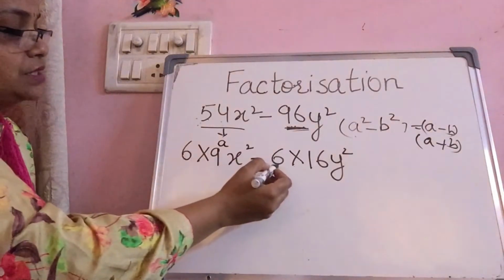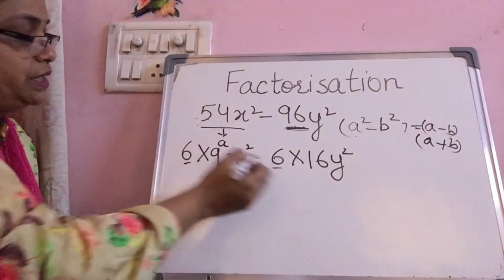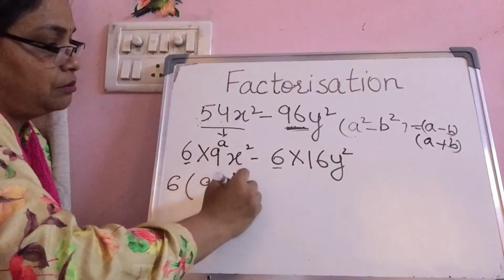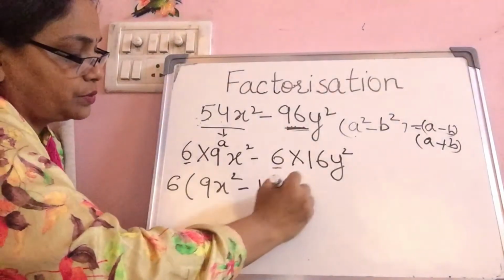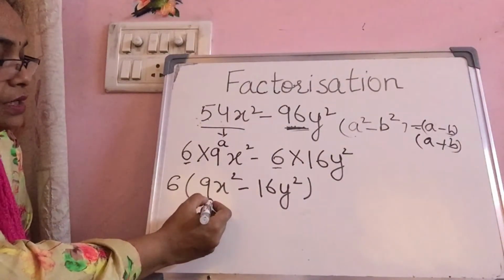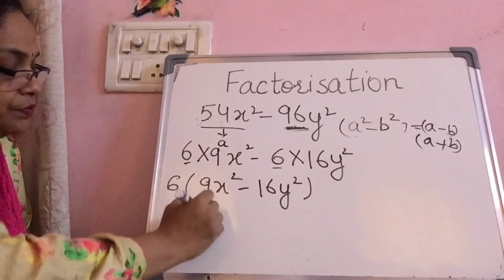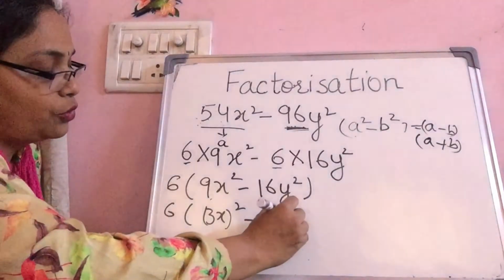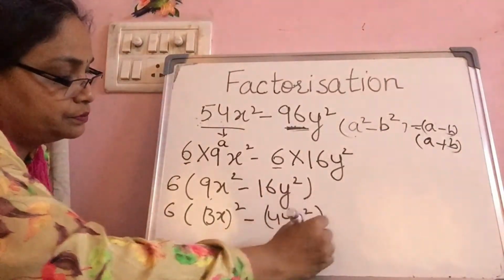Now we see 6 is common in both the terms. We'll take 6 outside. 9x square minus 16y square. Now this can be written as 3x whole square minus 4y whole square.